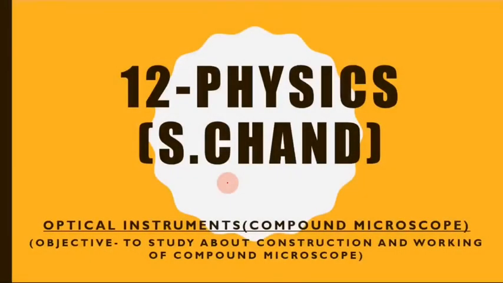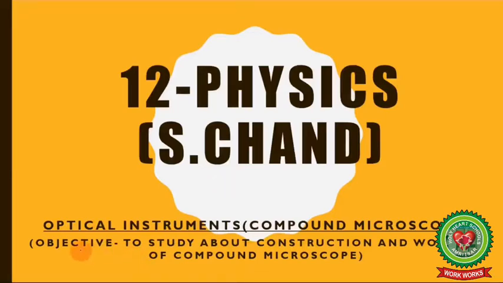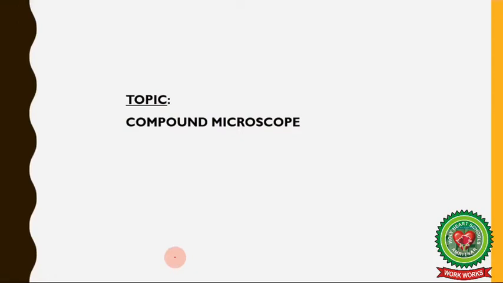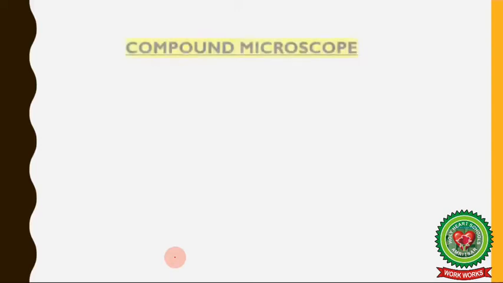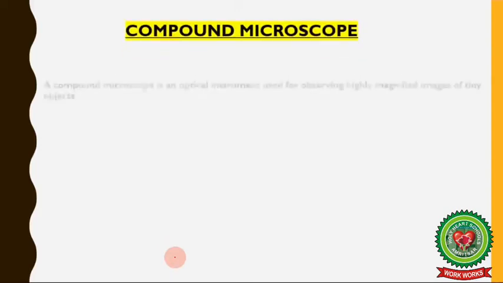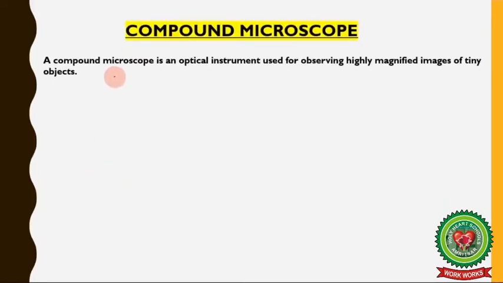Hello students, today we are going to study another topic of your chapter Optical Instruments, that is the compound microscope. The objective of today's topic is to study the construction and working of the compound microscope. So today's topic is compound microscope. What is a compound microscope? A compound microscope is an optical instrument used for observing highly magnified images of tiny objects.